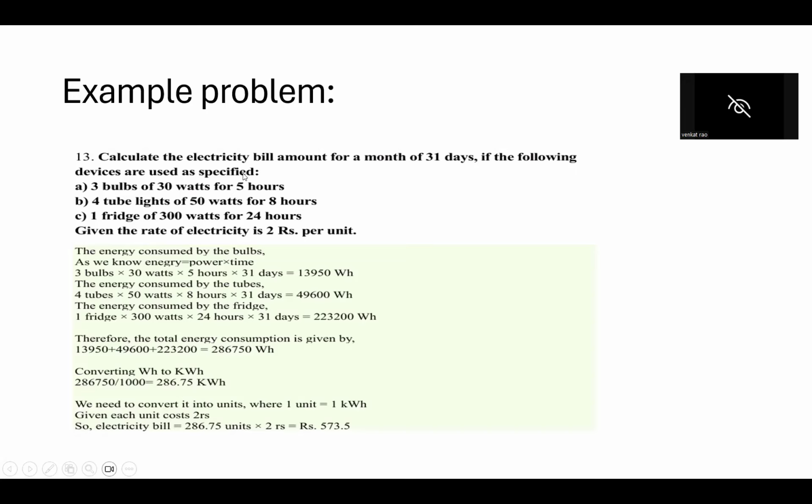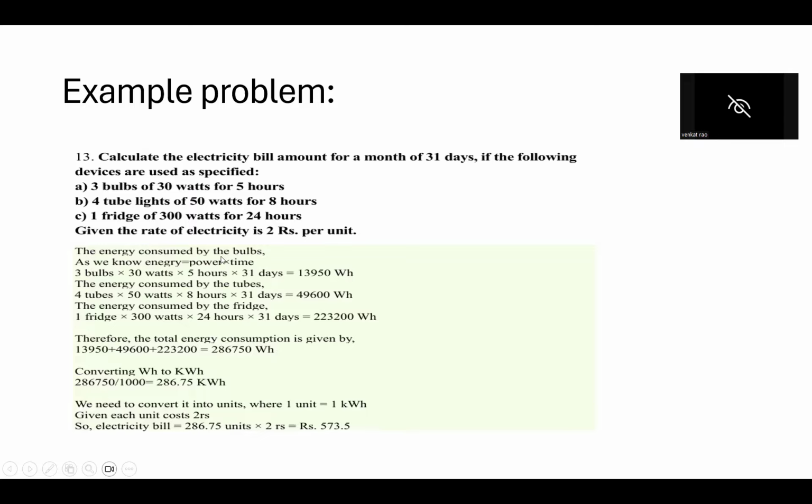Similarly, four tube lights of 50 watts used for 8 hours. One fridge of 300 watts used for 24 hours, because the fridge is on every 24 hours. The rate of electricity is given as 2 rupees per unit. Here the rate is very low, as shown in the example. Every unit we need to multiply by 2 rupees. First, before multiplying by this unit cost, we need to calculate the number of units consumed per month, because it is asked per month. The number of days is also given: 31 days.